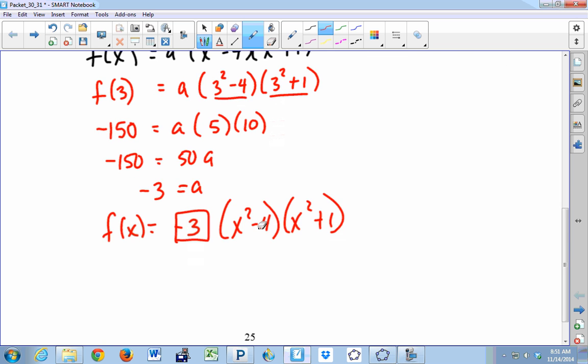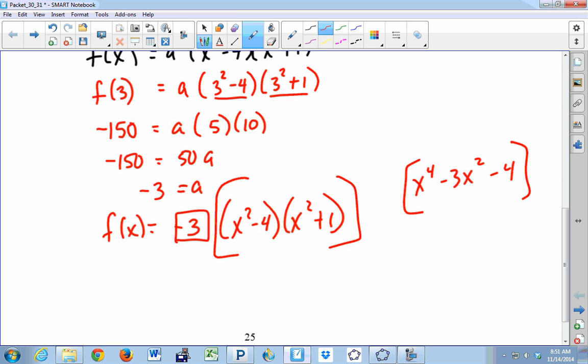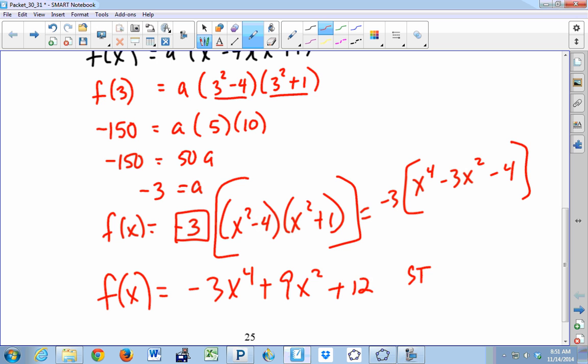To put it in polynomial form, you have to multiply these two first with FOIL, and you would get x to the 4th minus 3x squared minus 4. And when you multiply that whole thing by -3, you're going to get -3x to the 4th plus 9x squared plus 12. So that's your polynomial. This is in standard polynomial form where everything is terms, meaning you have adding and subtraction. And up here is your factored form. So those are the two forms.